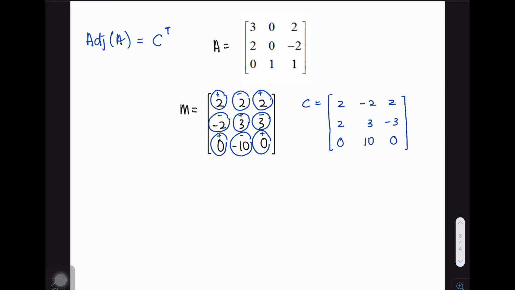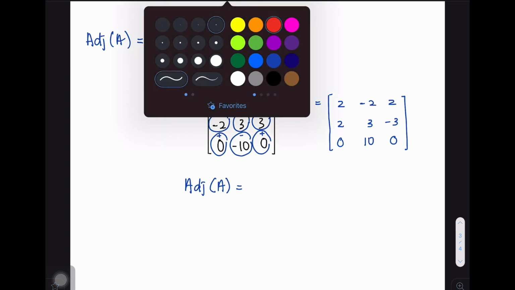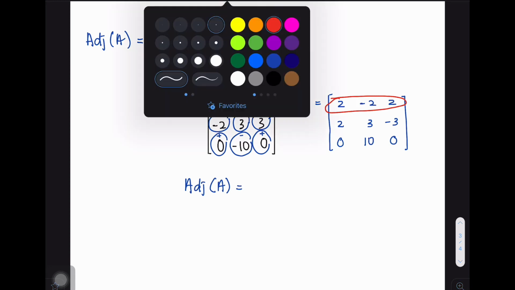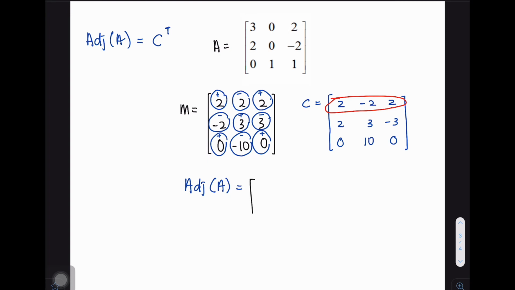Okay, so how to find the adjoint matrix of matrix A? We already learned that the adjoint matrix is actually the cofactor matrix transpose. So what is the transpose matrix? You need to change the row into column. Here is row number 1. Row number 1 will be column number 1 in the adjoint matrix. Therefore, you have your adjoint matrix. Column number 1 will be 2, negative 2, 2.